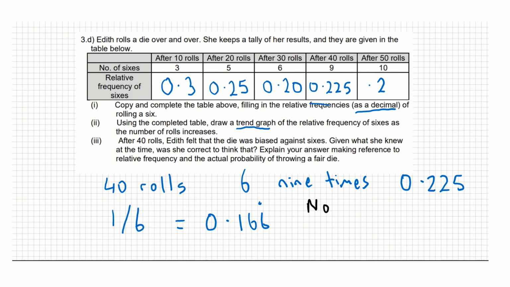Explain your answer, the relative frequency and the actual. Anyway, this is the important number and this is the important number. She got it close to be fair. It's not a million miles away from the expected probability. I wouldn't even say it's biased in favor of, but it definitely wasn't biased against, judging by the information. Hope that helps.